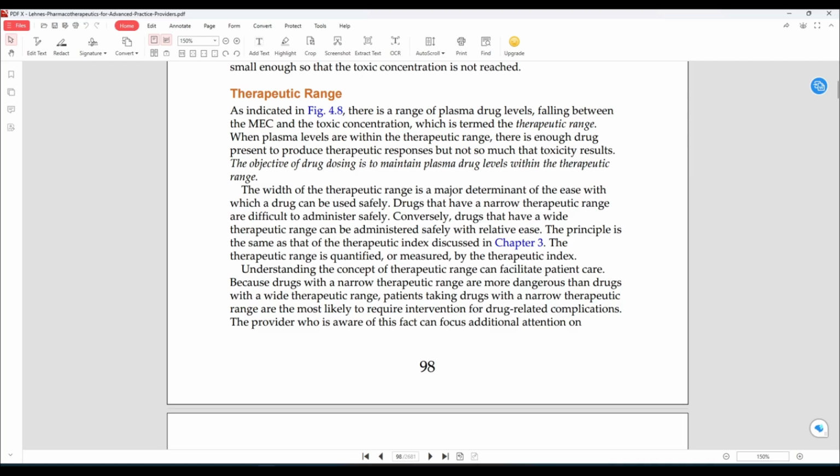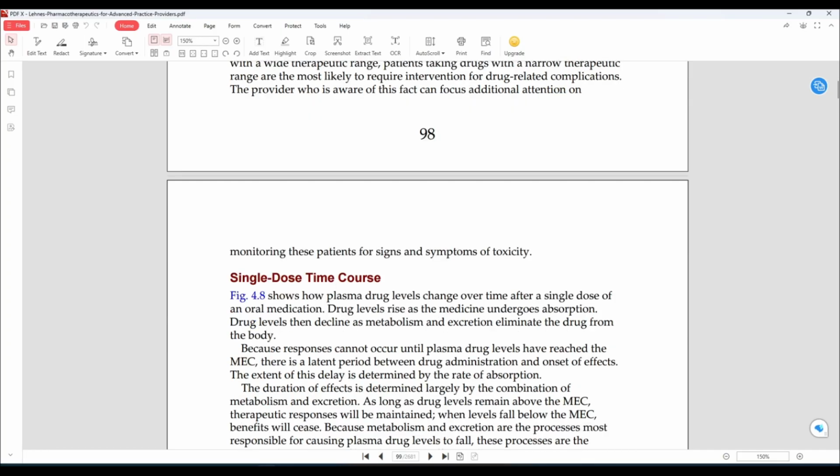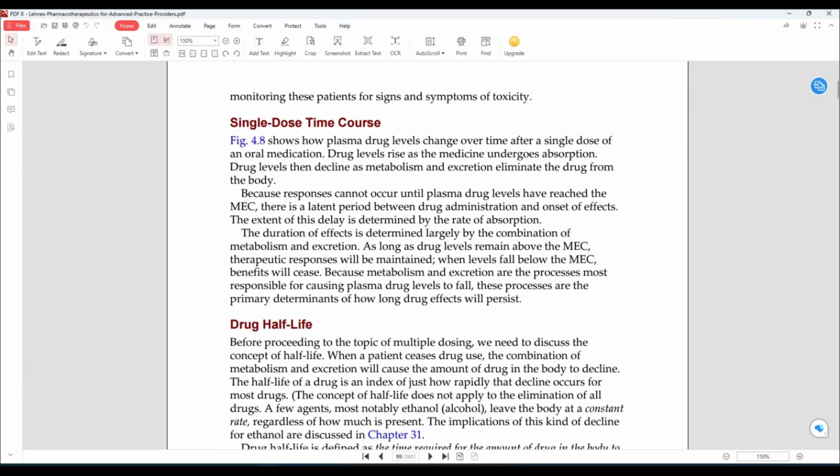Understanding this concept of therapeutic range can facilitate patient care because drugs with a narrow therapeutic range are more dangerous than drugs with a wide therapeutic range. Patients taking drugs with a narrow therapeutic range are more likely to require intervention for drug-related complications. The provider, who is aware of this, can focus additional attention on monitoring these patients for signs and symptoms of toxicity.